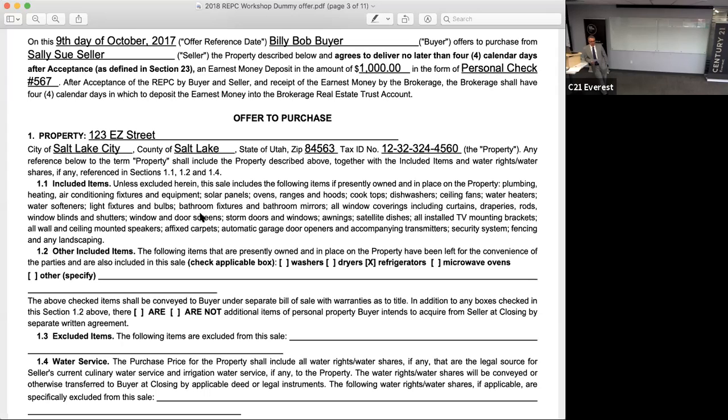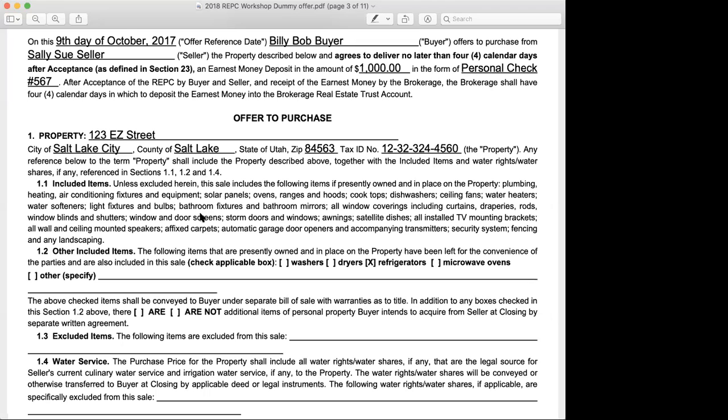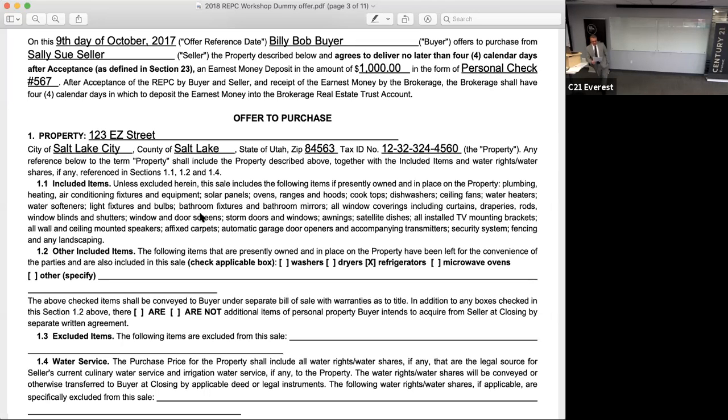There's one more thing that we missed. The above check item shall be conveyed to the buyer under a separate bill of sale. Okay. Keep going. Before that, still in section 1.2, you've got to check "are" or "are not." Perfect. Yeah, thanks, Kyle. I missed checking the box for either there are additional items or there are not additional personal property items.